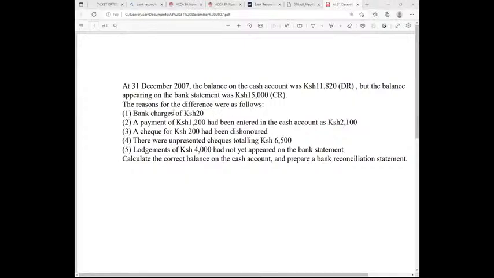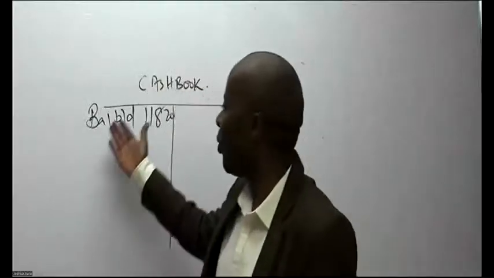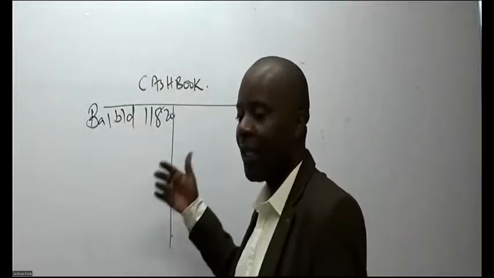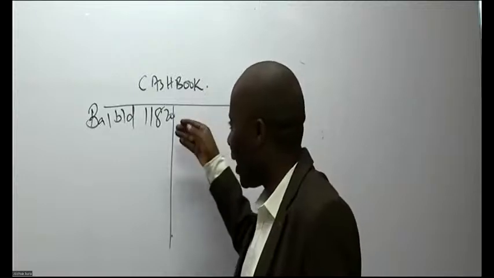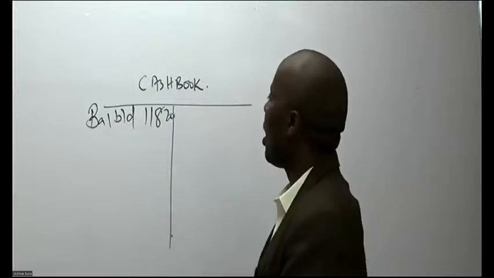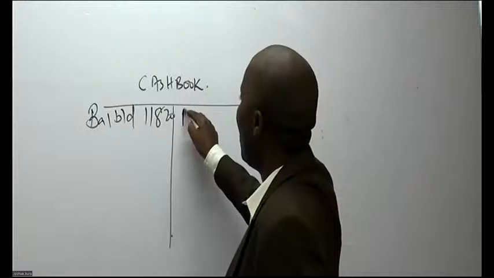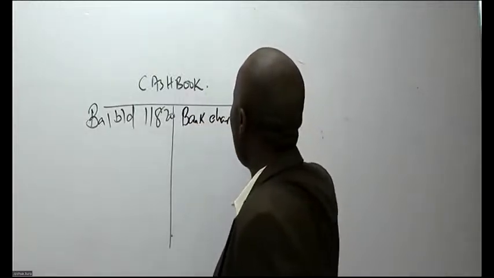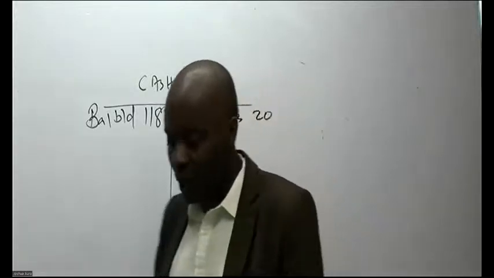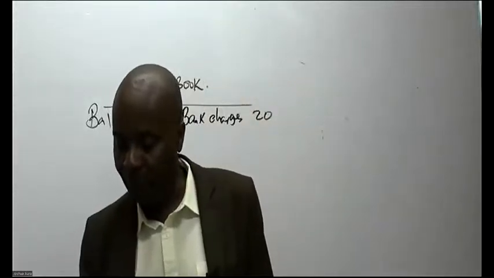The first thing that I'm now aware of is that there were some bank charges of Kenya shillings 20. Bank charges, ladies and gentlemen, are not in the cash book yet, and I know it's a cash outflow. So now that I've gotten to know about them, I need to update my cash book. So we have here bank charges of 20 bob.